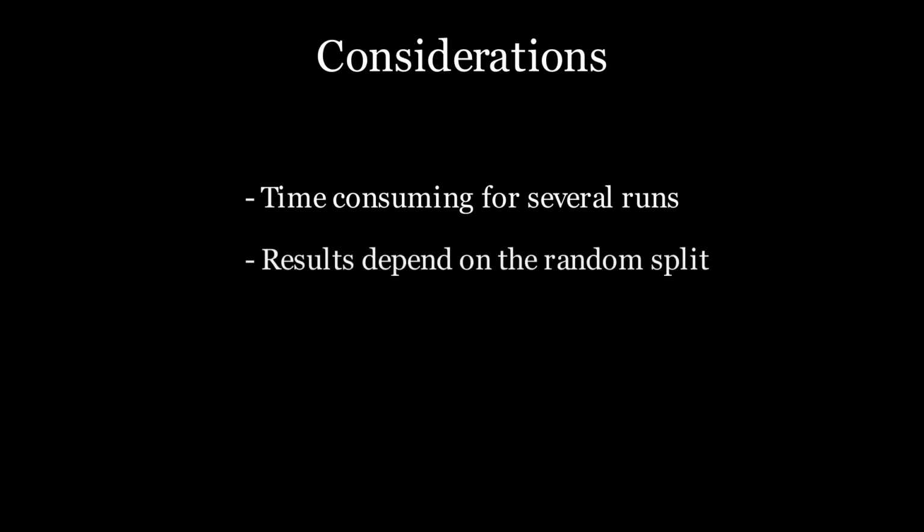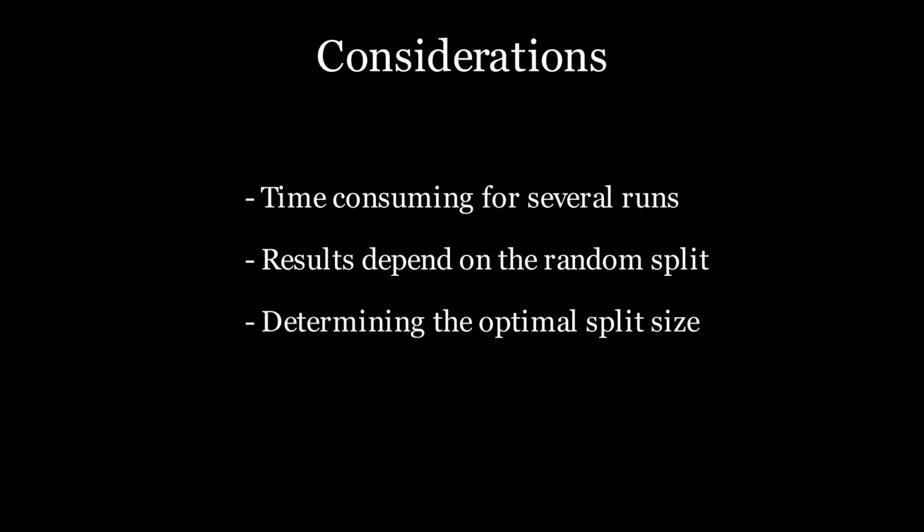Let's discuss the criticisms of both the validation set approach and the out-of-sample validation, of which there are many. Typically, we run the model many times for several random splits of data. This can be time-consuming for larger data sets, since we need to estimate parameters and predict values for each split. Results also depend on the random split, and since it's random, we depend on a bit of luck to find the best split. There's also the issue of determining the optimal split size. While the recommendation is to use most of the data for training, there's no agreed-upon percentage that is best. It depends on the dataset and the model.